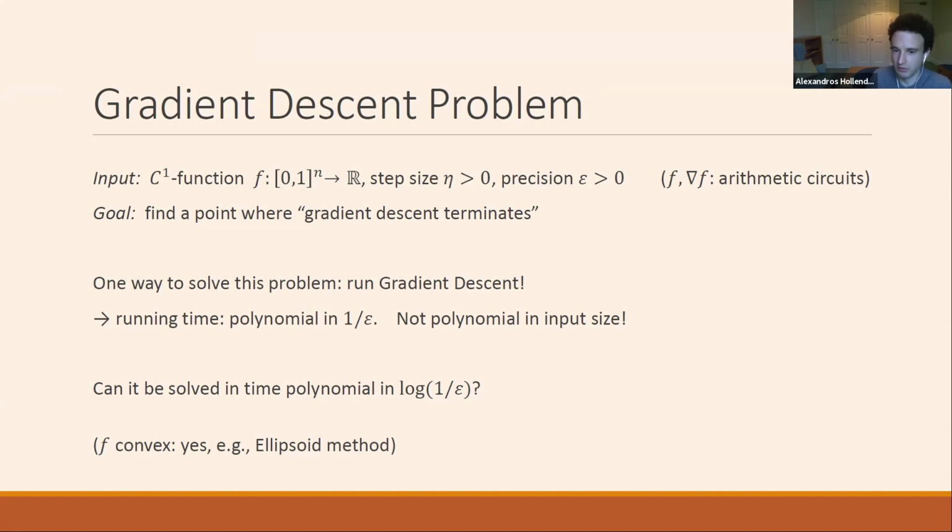So I think this is a good point for me to take a break if there are questions about the definition of the problem. We already had a few. So what about the black box model of this question? Is this hard?